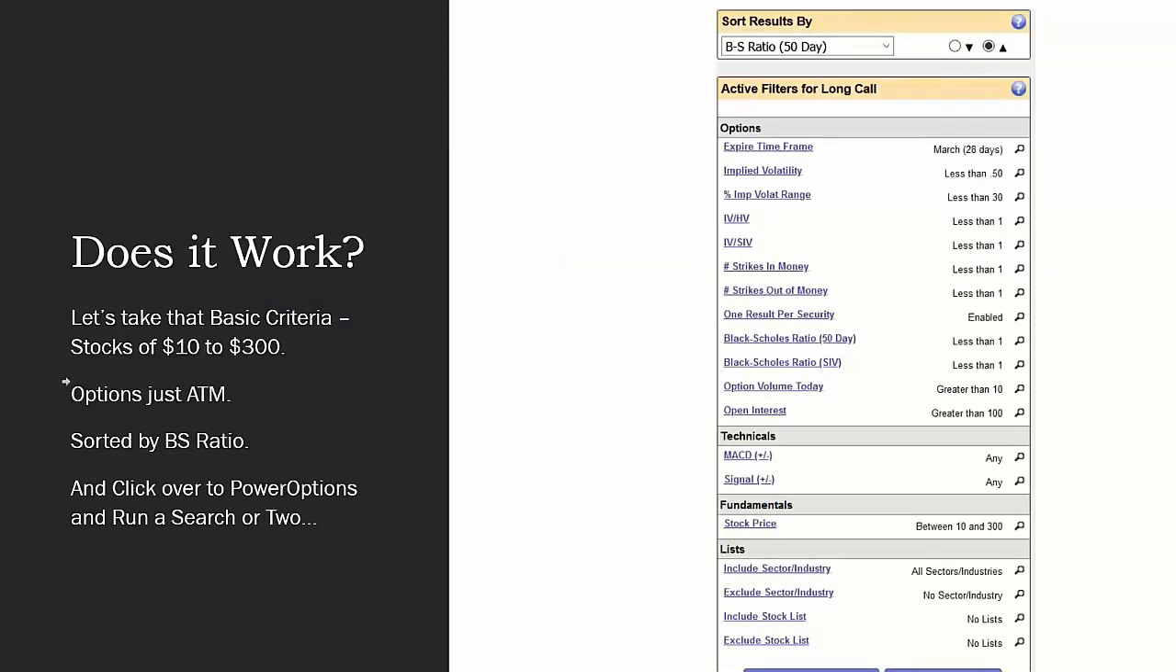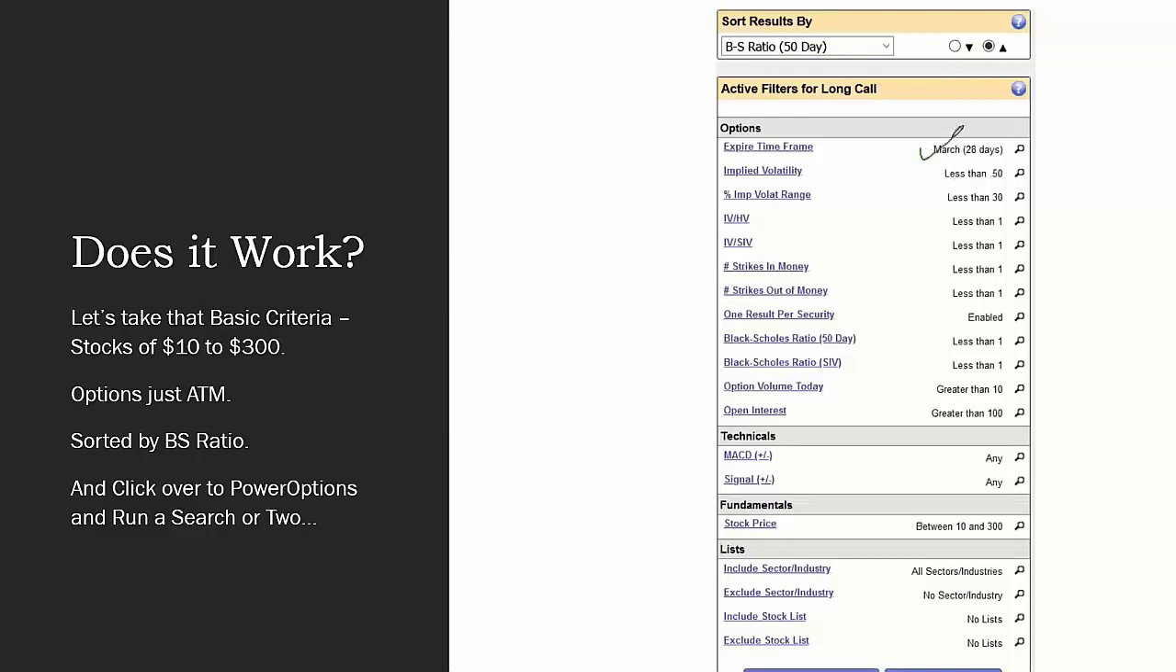Let's take that basic criteria. I'm going to limit the stocks to just be between $10 and $300. We're going to look at options that are just maybe 1 strike in the money or 1 strike out of the money for any options that match that entire default criteria set. This was done last night on the historical tool. I didn't want to run the historical tools live today, as you know, because we're uploading all of the data and sometimes the tools get slower. So I wanted to do this last night after hours, of course, when I had the time, so that we could go through it quickly.